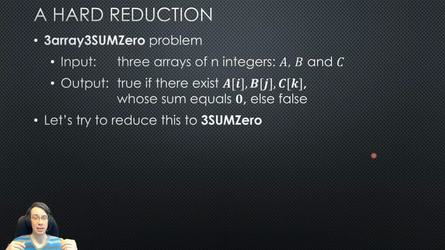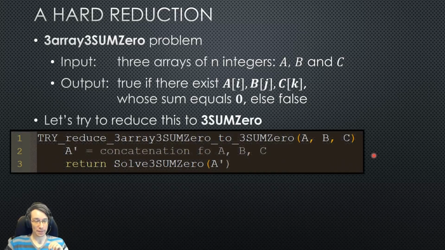And this is going to be our first, just dipping our toe into the vast ocean of complex reductions that have been put together by various people. Okay, so anyway, let's just try to do a reduction from 3-array 3-sum 0 to 3-sum 0. Okay, so it's going to be something like this, right? We need to take the 3 arrays somehow and turn them into 1 array so it can be fed to 3-sum 0, solve 3-sum 0.